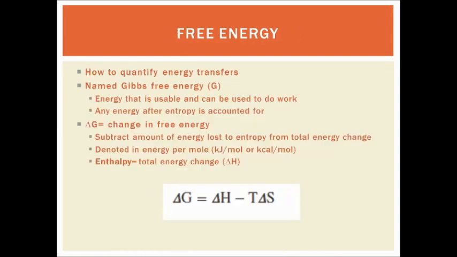Free energy is how we're going to quantify energy transfers. How do we quantify taking food into our bodies, which was a plant or an animal, and taking that and converting it into something that we can use? So energy that is usable and can be used to do work is called Gibbs free energy, usually denoted as G.